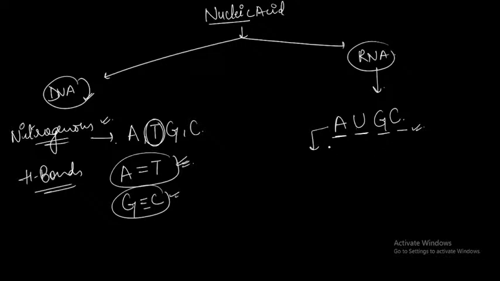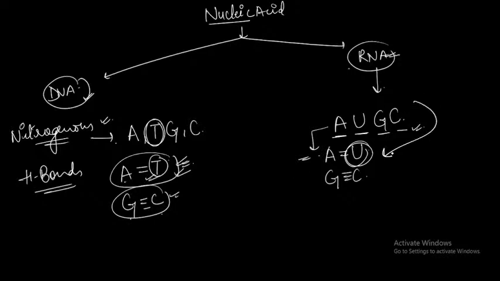In case of RNA, you have A forming a double bond with U and G forming a triple bond with C. The only difference that occurs is that in case of DNA there is T, in case of RNA there is U. The number of hydrogen bonds would always remain similar. So AT 2 bonds, G and C 3 bonds. In case of RNA, A and U 2 bonds, G and C 3 bonds, right? So these are the number of hydrogen bonds.